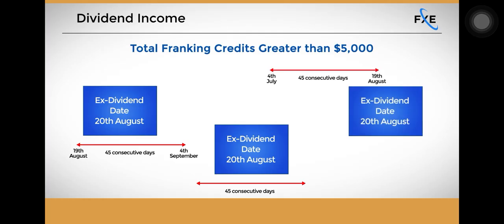This can be 45 days prior to the share trading ex-dividend, 45 days after the share trades ex-dividend, or a combination of the days either side of the ex-dividend date, as long as it totals 45 days. Now this is not a consideration if your total franking credit entitlement is under $5,000, where you can hold the share for as little or as long as you wish. Theoretically, you could buy a share the day prior to it trading ex-dividend and sell it the next day to receive the dividend and any associated franking credits.